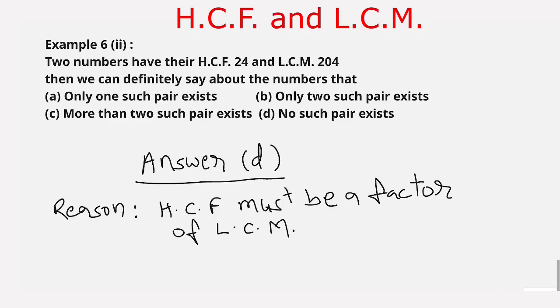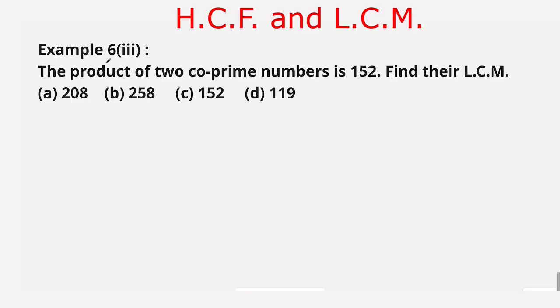We go to the next example. Example 6, third. The product of two co-prime numbers is 152. Find their LCM. The given options are option A 208, option B 258, option C 152, option D 119.